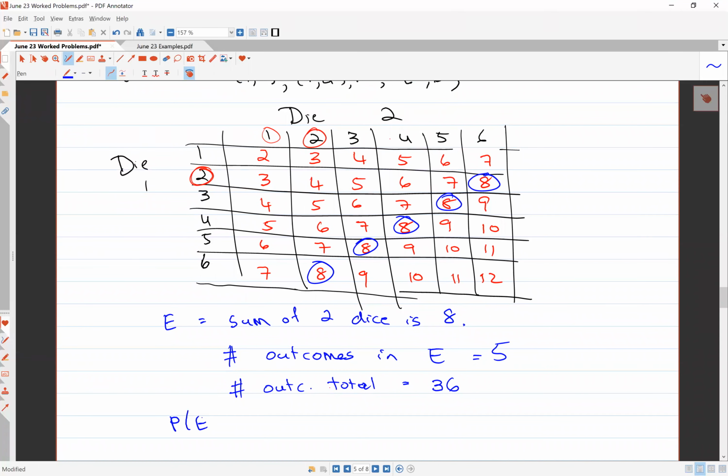So the probability of E here is going to be 5/36. And if you express that as a decimal, rounded to 4 decimal places, it's 0.1389. So let's take a quick 4-minute break here, and then we'll pick back up.